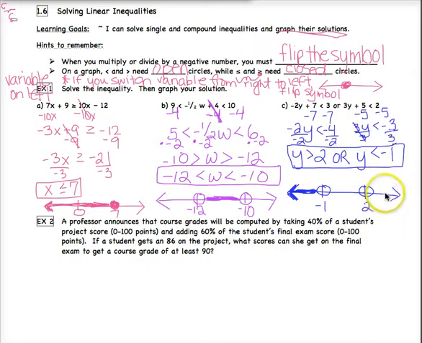Y is greater than 2, so that means bigger than 2. The shading would go this way. And when you are solving a disjunction, which is the fancy word for these OR ones, the shading should always go out to the arrow ends.